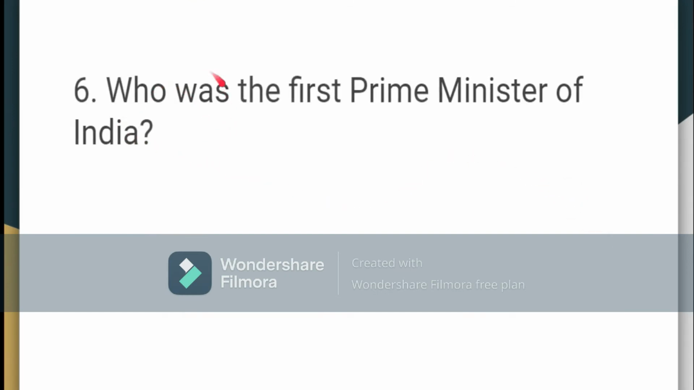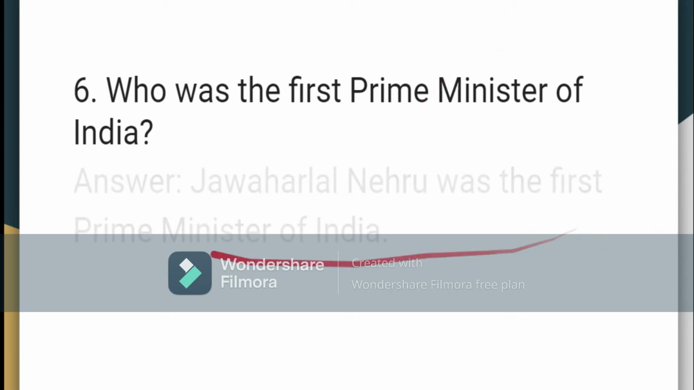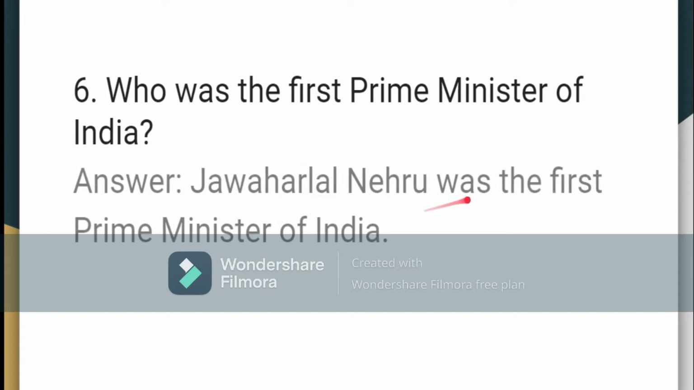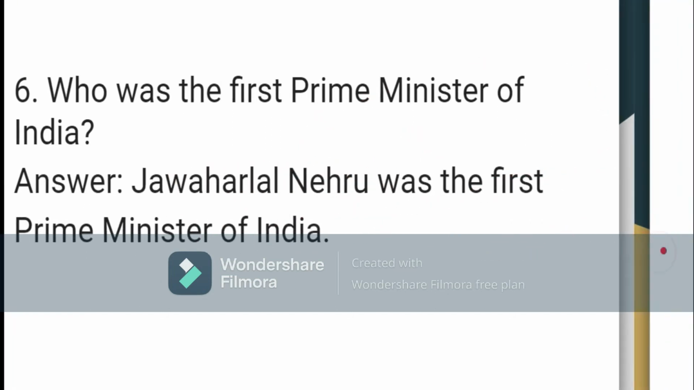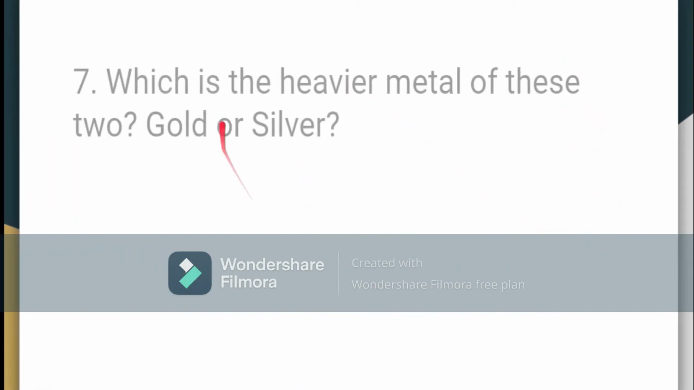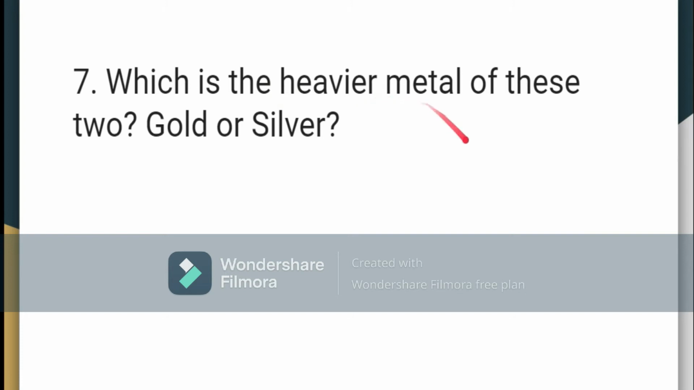Number 6. Who was the first Prime Minister of India? And the answer is Jawaharlal Nehru was the first Prime Minister of India. Number 7. Which is the heavier metal of these two, gold or silver? And the answer is gold.